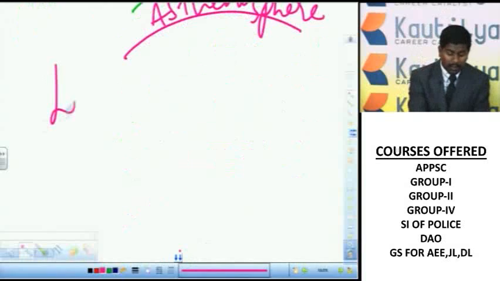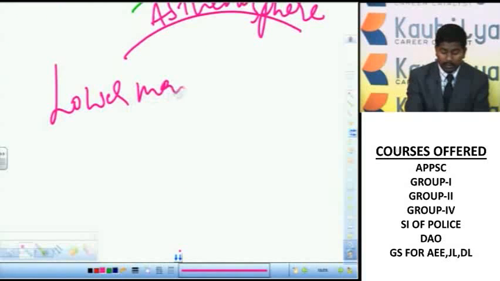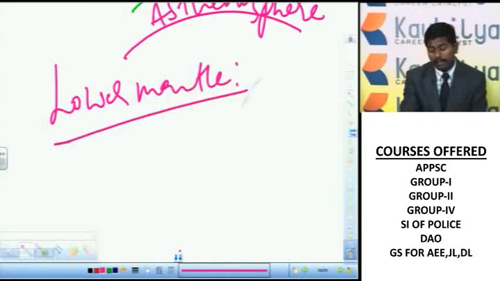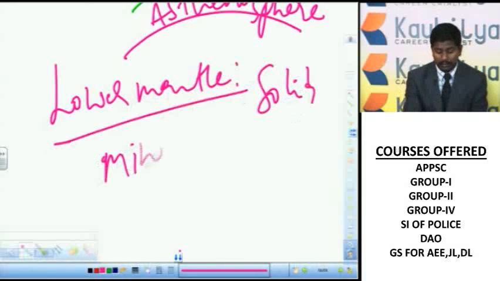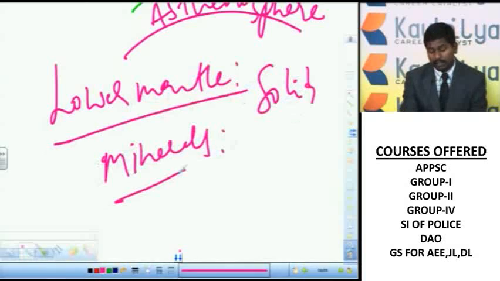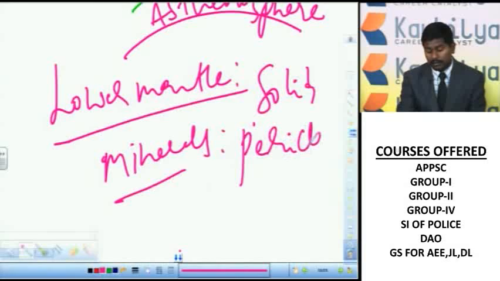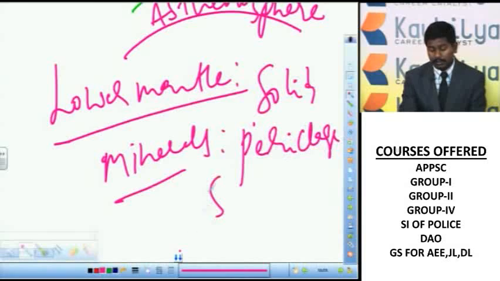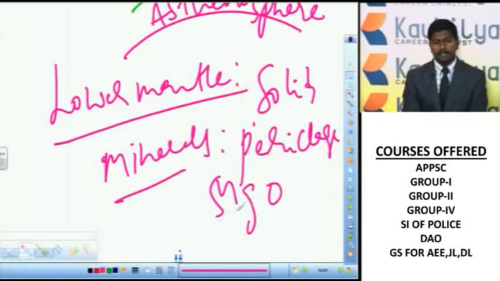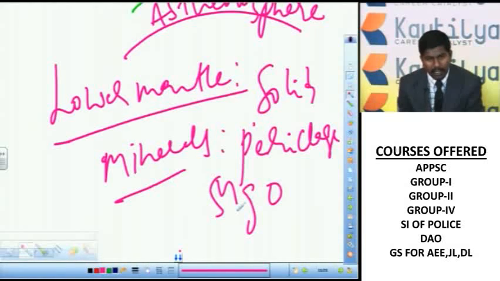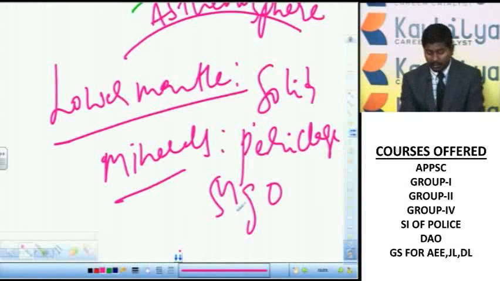Then coming to the lower mantle, it is in a solid state and made up of minerals like periclase, that is MgO, magnesium oxide. These are somewhat heavy minerals, and the density of the lower mantle is more than the density of the upper mantle. Its thickness is 1300 kilometers, right.